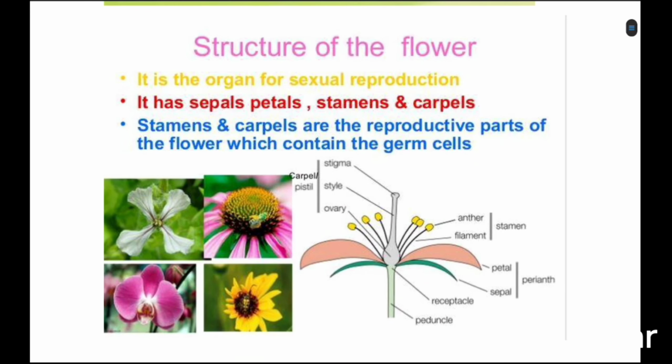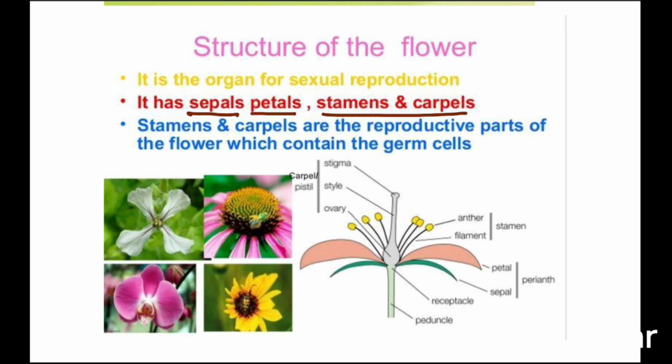So here you can see that the sexual reproductive organ of a plant is the flower. It has sepals, petals, stamen and carpel. Sepal and petal, I told you, are non-essential whorls. That means without their help also reproduction can take place. Stamen and carpel are the essential whorls. Without them we cannot continue the reproduction.